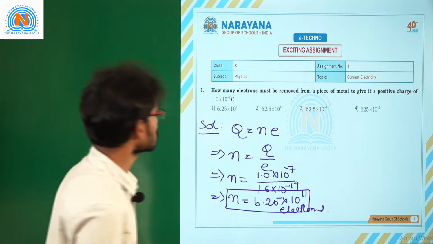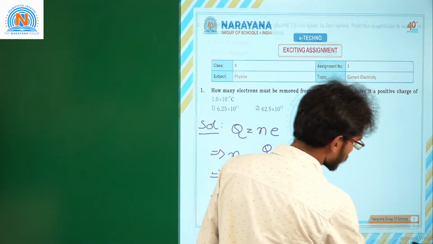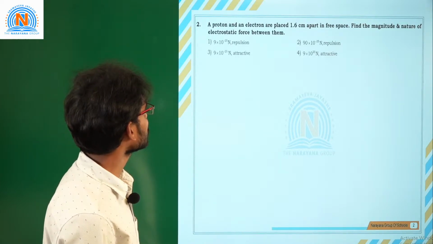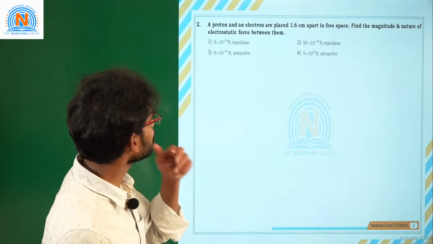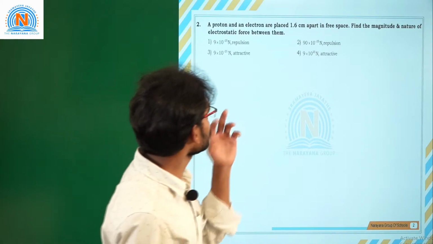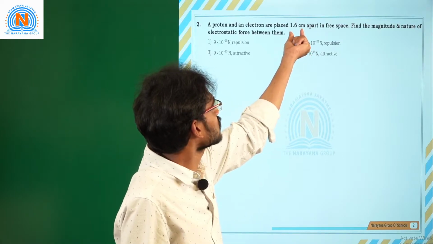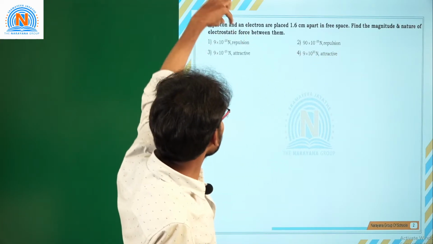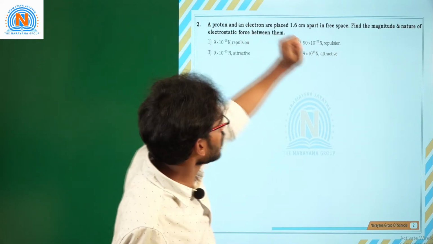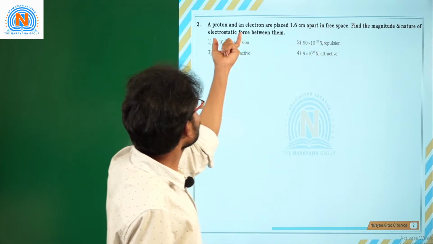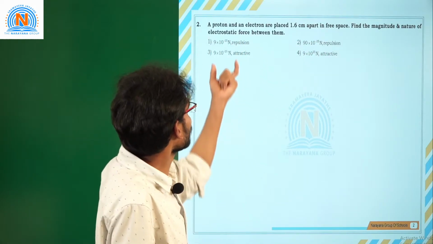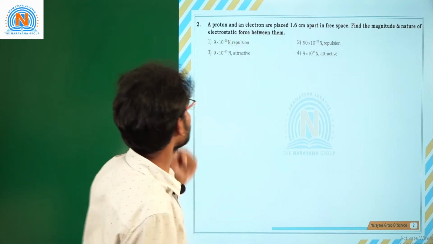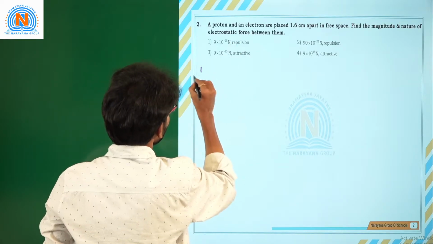Next, move to the second question. There are two charges given. One is a positive charge, which is a proton, and the other is the electron, a negatively charged body. These two charges are placed at a distance of 1.6 centimeter in free space. Then he is asking the magnitude of the force between the proton and the electron, and its nature. So here two different charge carriers are given, so they will show attractive nature. Now we want to find the magnitude of the force between proton and electron.